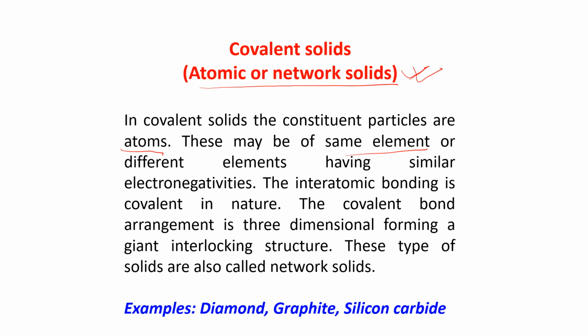Covalent bonding, O2, oxygen atom, chlorine atom, like that. The interatomic bonding is covalent in nature. The covalent bonds are arranged in 3 dimensions, forming a giant interlocking structure. This type of solid is also called network solid. Very, very important. The examples are diamond, graphite, silicon carbide, etc. Now diamond is also in your portion, graphite is also in your portion.